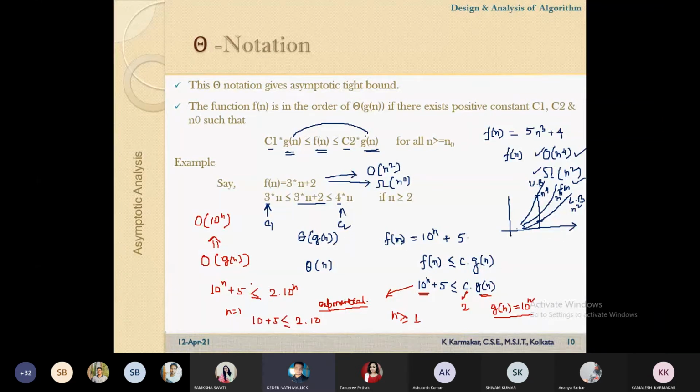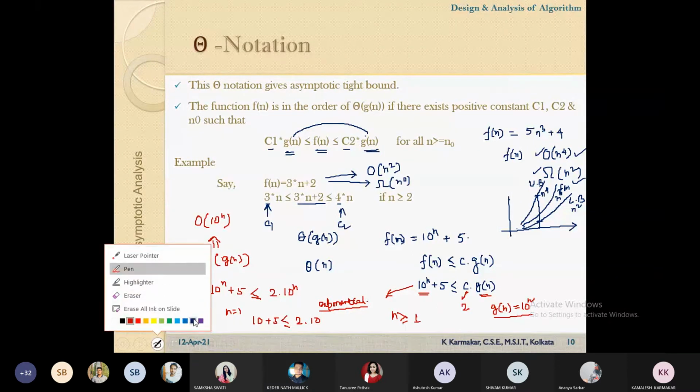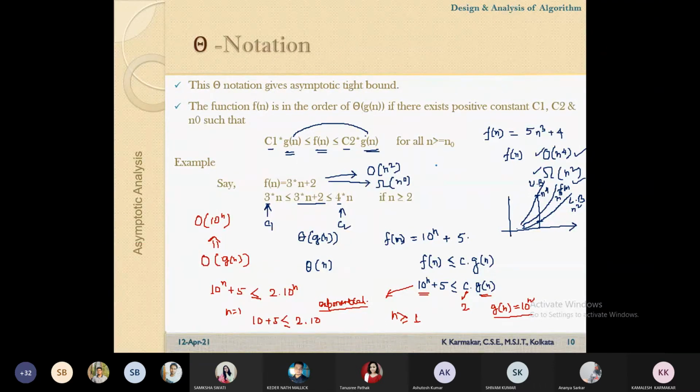Now, let's take the same example to calculate big theta. So what will be the big theta representation? Let me try here. For big theta, f(n) should be less than or equal to some constant times g(n), and on the left-hand side there will be another inequality, which will be c1 times g(n).